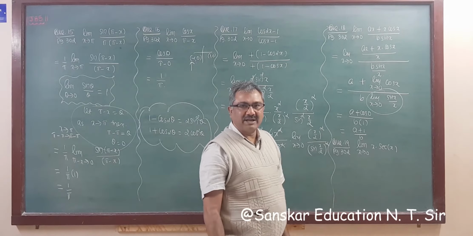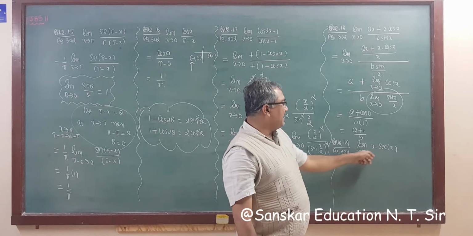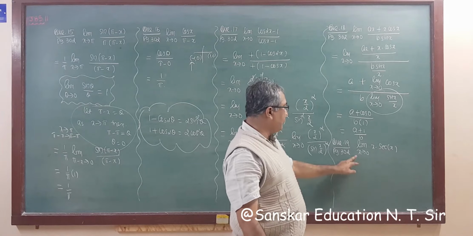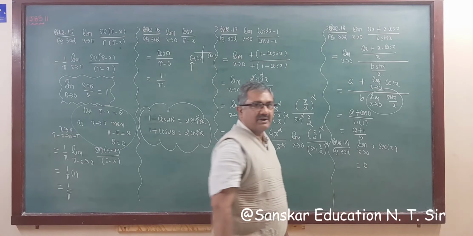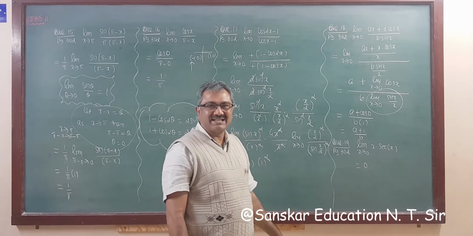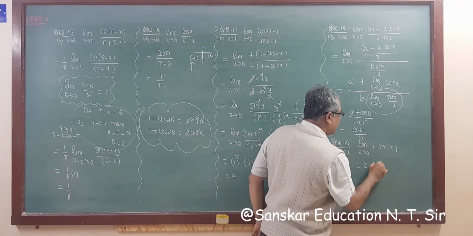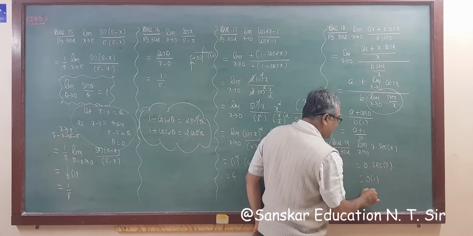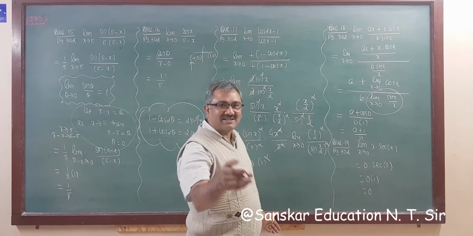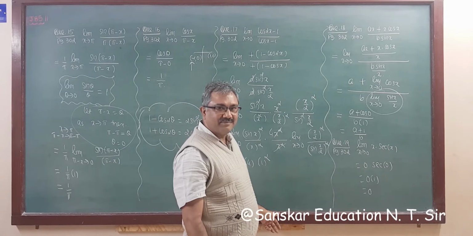Now question number 19. Limit x tends to 0, x into sec x. Now x tends to 0, so everything is 0. So answer is 0. Because x is in multiplication and sec 0 is 1. So sec 0, that is 0 into 1. So answer is 0. Okay? For your satisfaction. Got it?